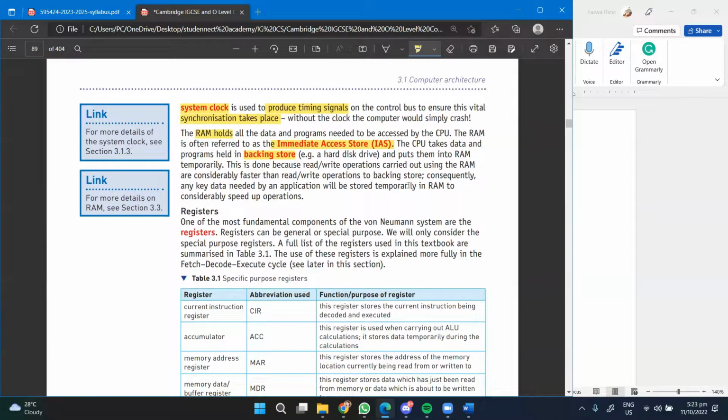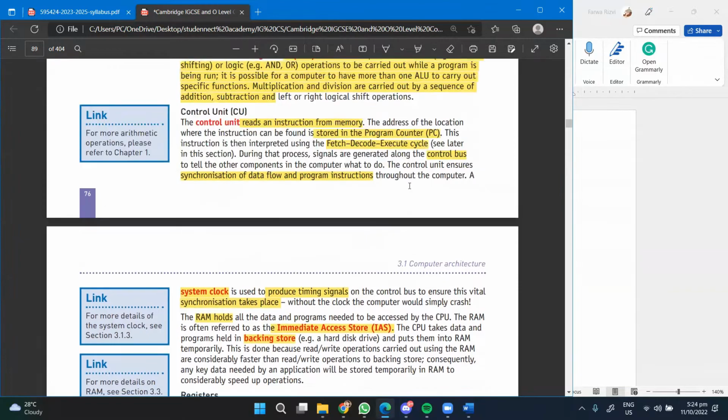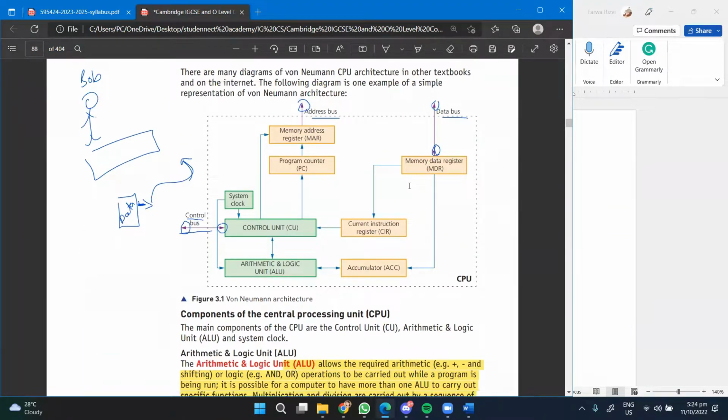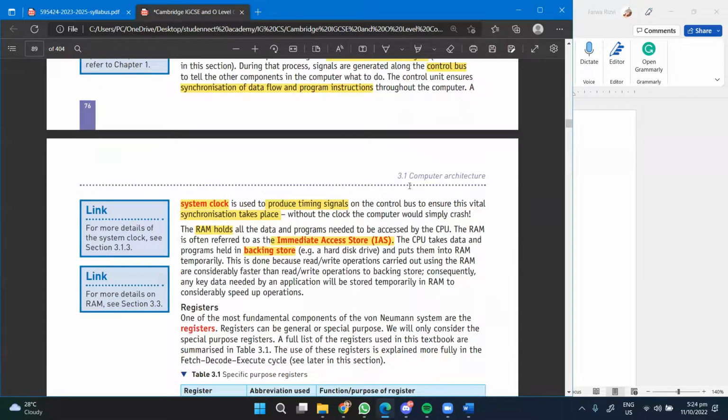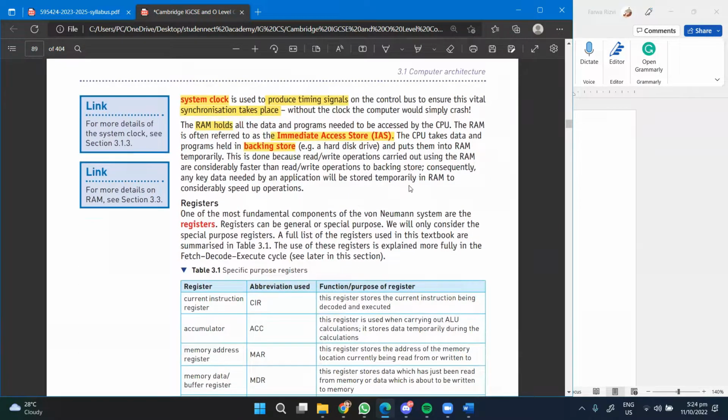All right. Okay, so the next thing we're going to see again is registers that we saw before too. Is that all right? So registers are one of the most fundamental concepts of the von Neumann system, and registers can be general or special purpose. The ones that we talked about in this diagram, the orange ones, are all special purpose registers because they have a functionality that they need to perform. So here, we will only consider the special purpose registers.